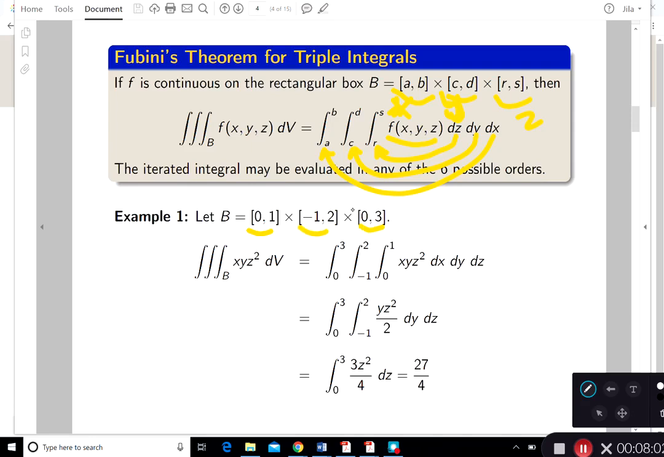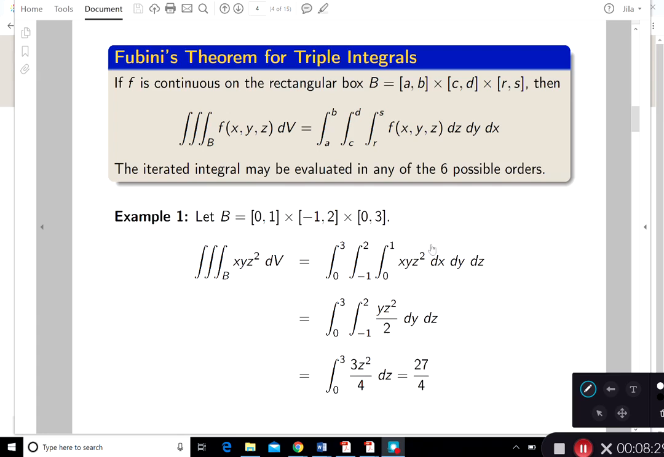Now, how do I set up the integral? This goes with x, this goes with y, this goes with z. If I write dx dy dz, x should go from 0 to 1, which it does. y should go from -1 to 2, which it does, and z should be going from 0 to 3. Now, how do I take the integral?